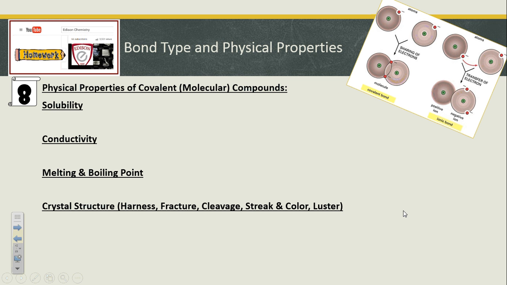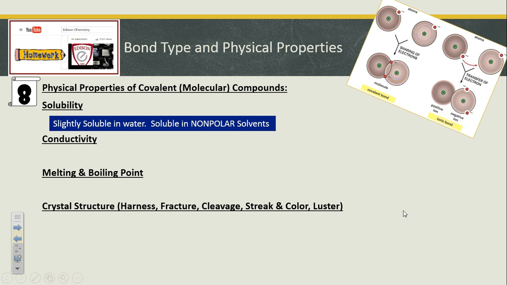Covalent compounds. Well, they are slightly soluble in water. They are soluble in nonpolar solvents. So basically, solubility is not the rule of thumb for covalent compounds. Many do dissolve in water, many do not. So if you're asking yourself, is this ionic or is it covalent? Let me dissolve it in water. Might not give you the be-all, end-all answer. You might have to do some of these other tests too, like conductivity.